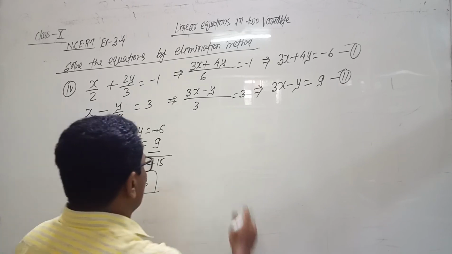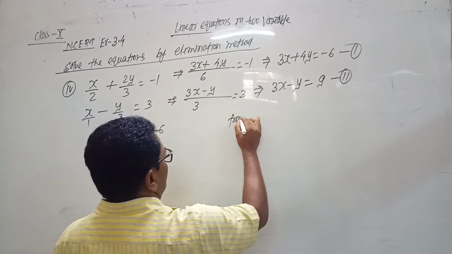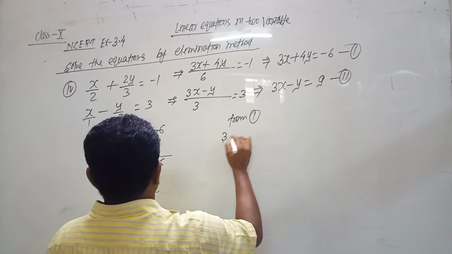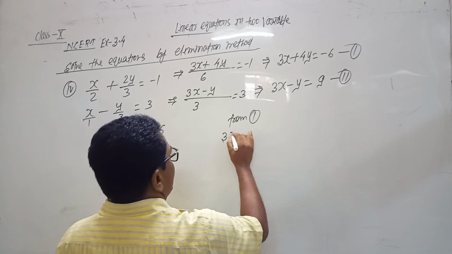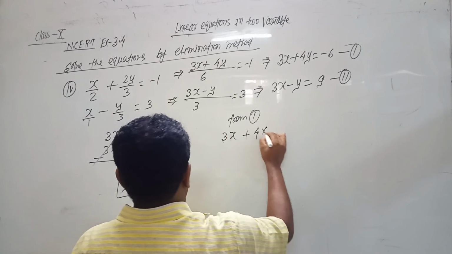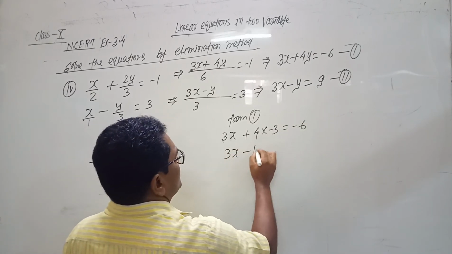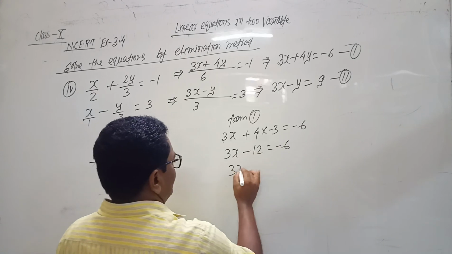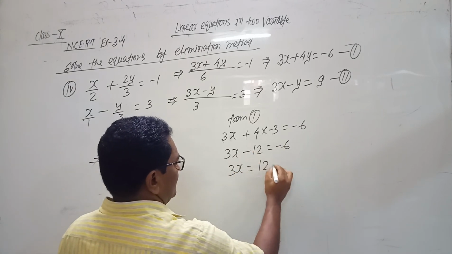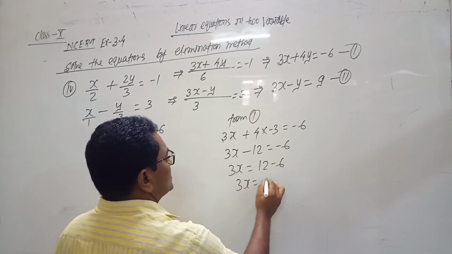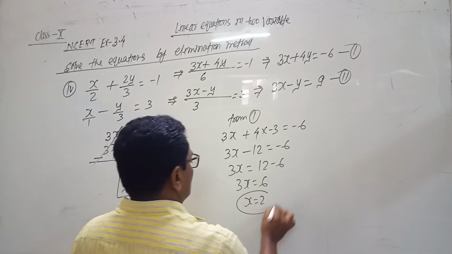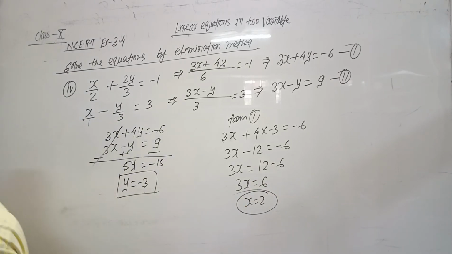Now put the value of y in first number equation. So from first, 3x plus 4y, 4 into minus 3 equals to minus 6. So 3x minus 12 equals to minus 6 and 3x equals to 12 minus 6, 3x equals to 6 and x equals to 2. So this is the solution, the value of x and y. So this is the way to solve the equation by elimination method.